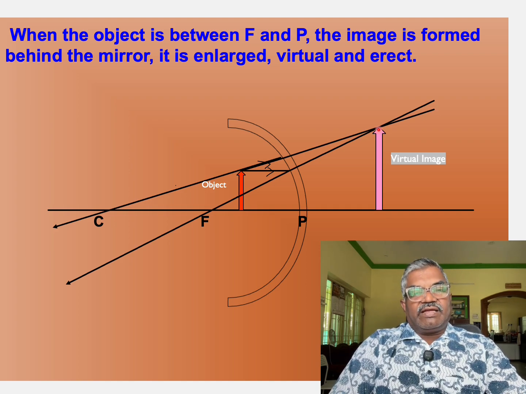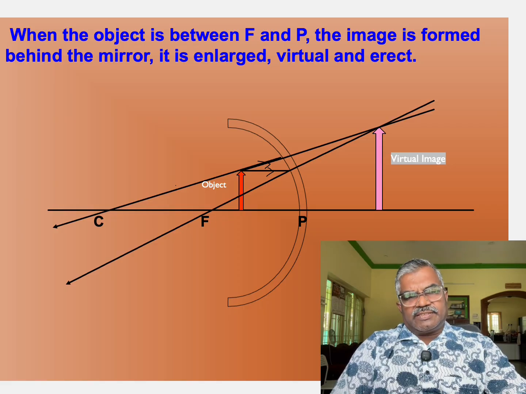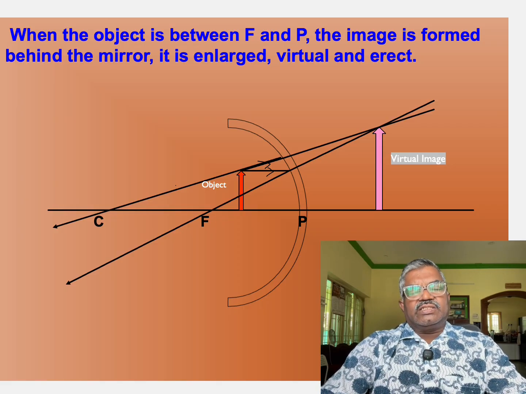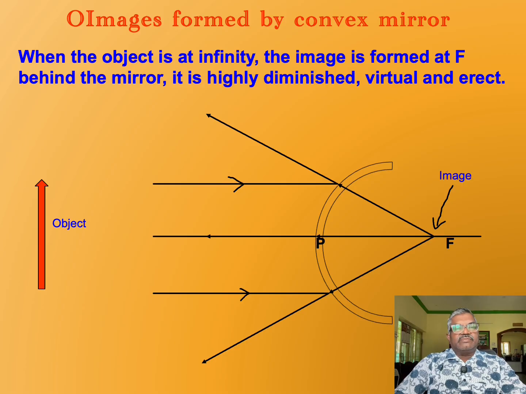Where they meet, you can draw the image. Obviously this image is formed above the principal axis, so it is a virtual image. It is an enlarged and virtual image.